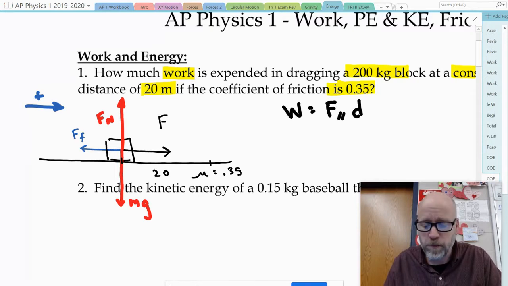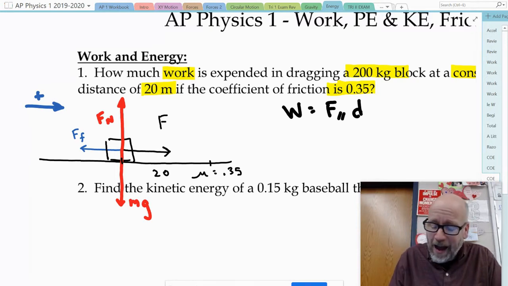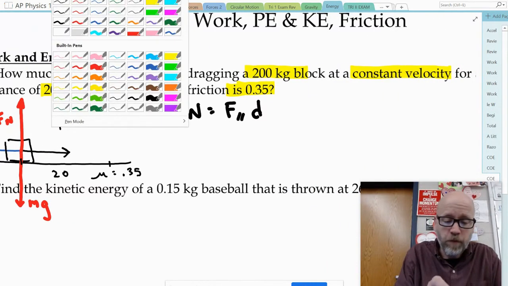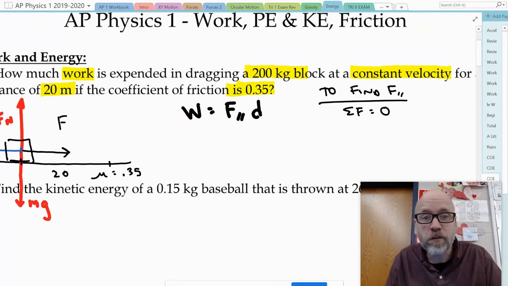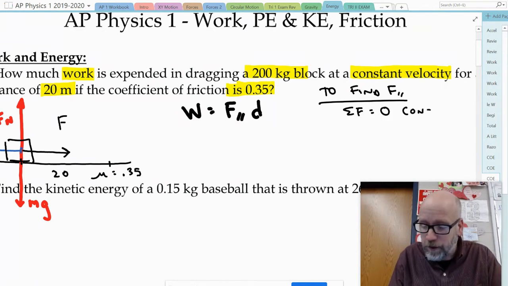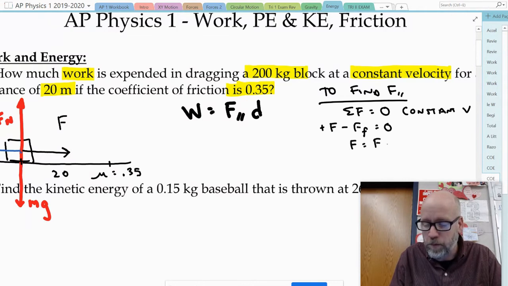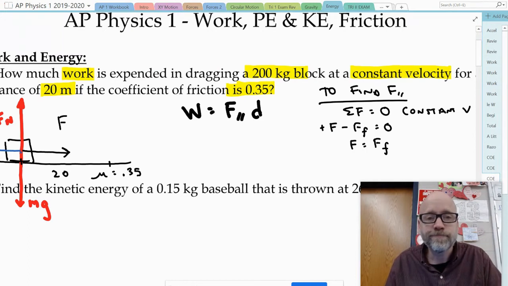Oh, well, we know the displacement. What's the force? Well, I know to find the force, all I really need is to find the force of friction. Because all I'm really going to say is the sum of the forces is going to be equal to 0 because it's traveling with a constant velocity. So plus this external force minus friction equals 0. So the force is going to be equal to the force of friction. I know you already knew that. I'm reviewing how to handle these problems.